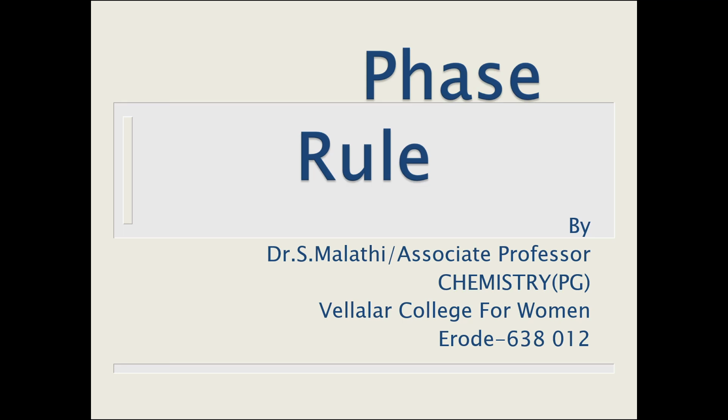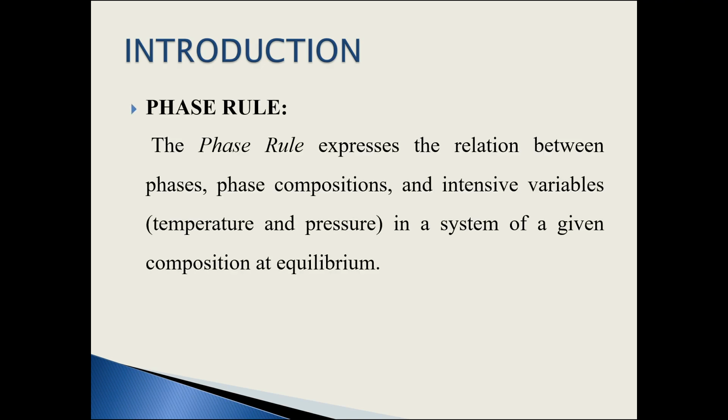In this module, I'm going to discuss phase rule. Generally, phase rule expresses the relations between phases, phase compositions, and variables like temperature and pressure in a system of a given composition at equilibrium. Phase rule was deduced by Willard Gibbs in 1876. Phase rule is related to what is meant by phase, component, and degree of freedom. These three things are interrelated in phase rule equilibria.